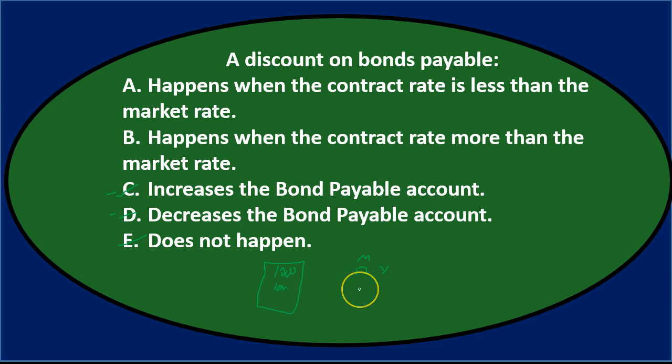If, on the other hand, the market rate was only like 5%, then the investor would definitely want to buy the bond and give the $1,000 for the 10%.